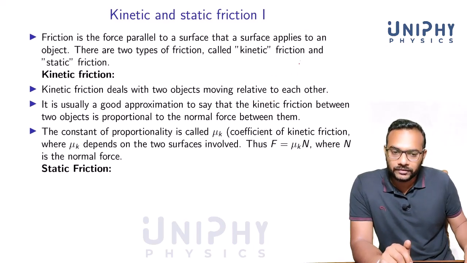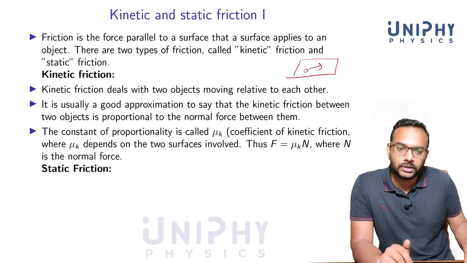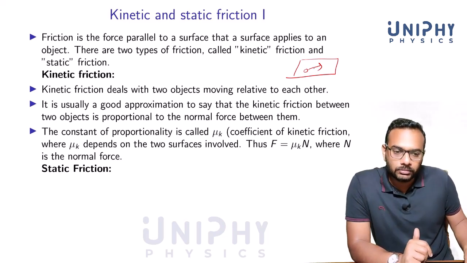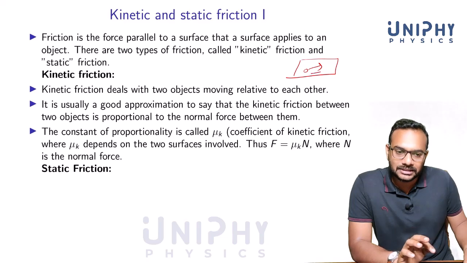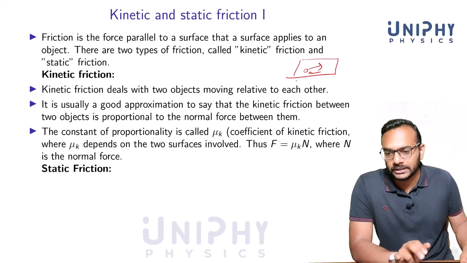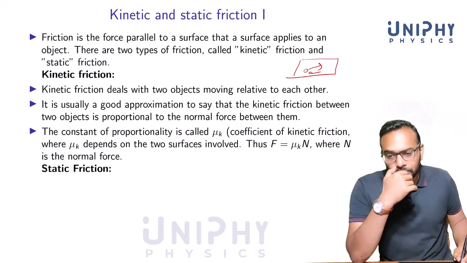Alright, there's kinetic friction, which means that if there's a ball moving on a board like this, or a billiard ball or a carom coin moving on the board like this, there's a relative motion between this plane and the object. Okay, in that case the friction is called kinetic friction. And usually it's a good approximation.